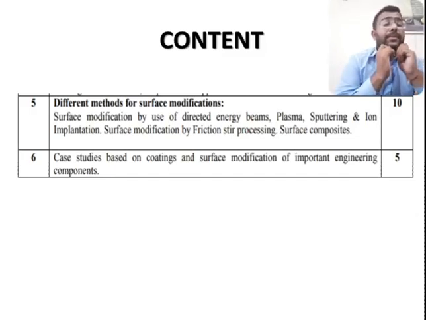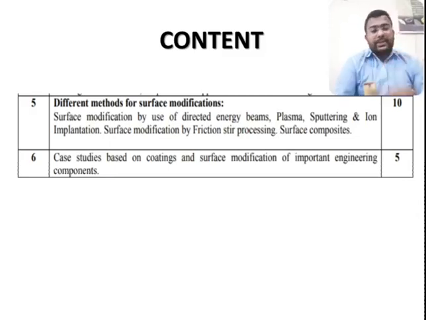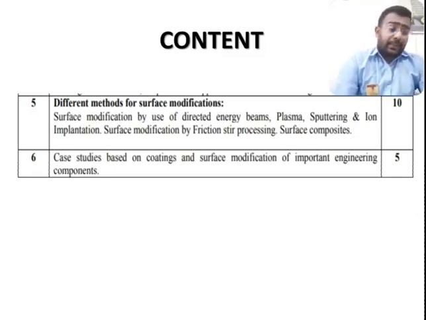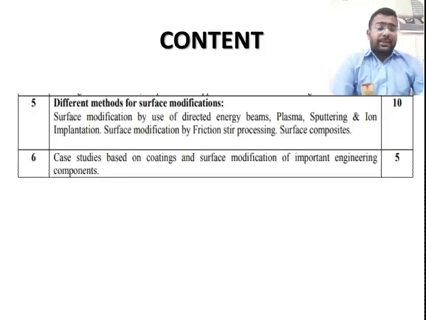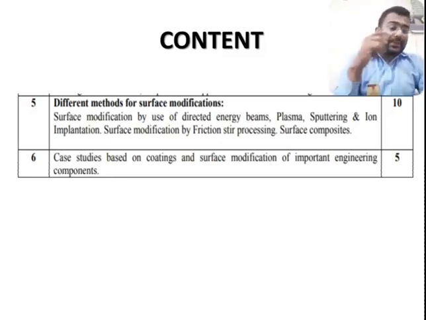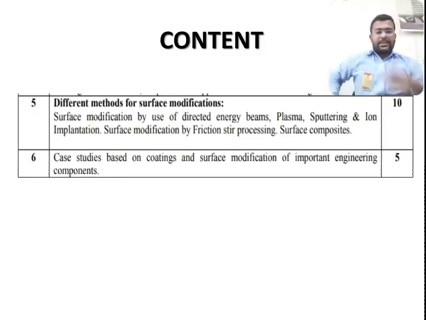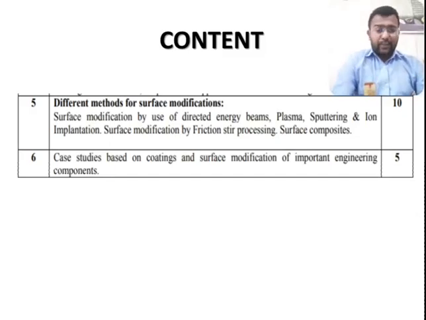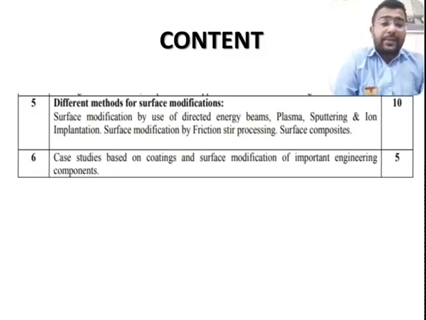Surface modification of important engineering components. So there is a small case study to do, where some coating and surface modification process is being carried out. Take any small engineering component and choose which coating process and which surface modification process we can apply on it. Study that topic as a case study. Just prepare a report of 2 or 3 pages or more, and submit one case study based on coating and surface modification of important engineering components as a mechanical engineer.